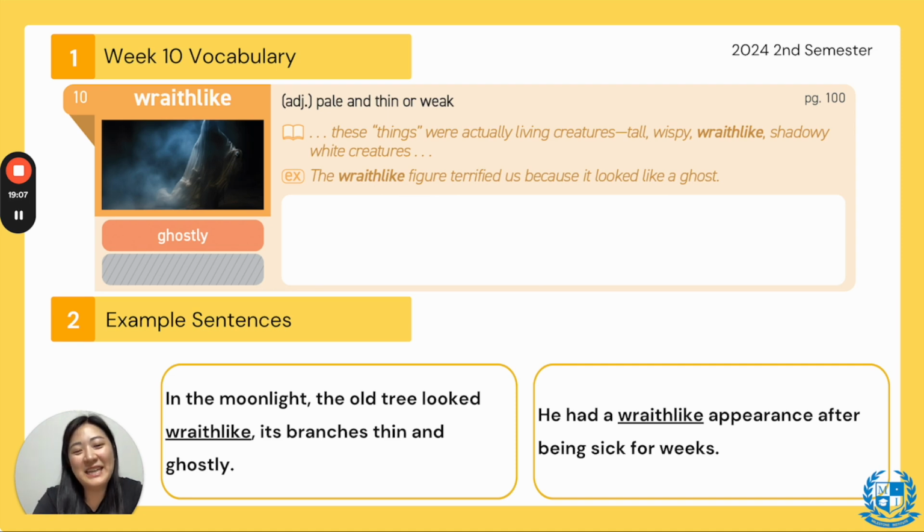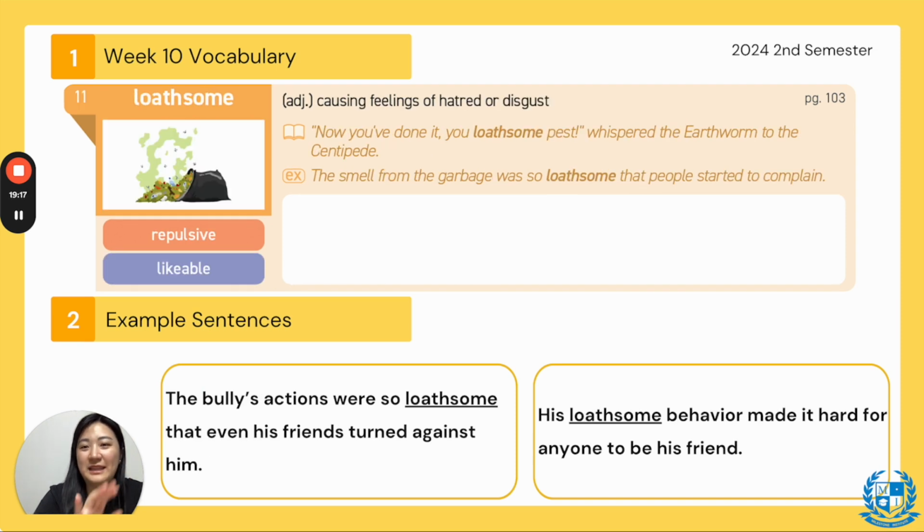Next it says, he had a wraith-like appearance after being sick for weeks. Meaning this guy still looked pale, he still looked weak, and he still looked very thin. Wraith-like.